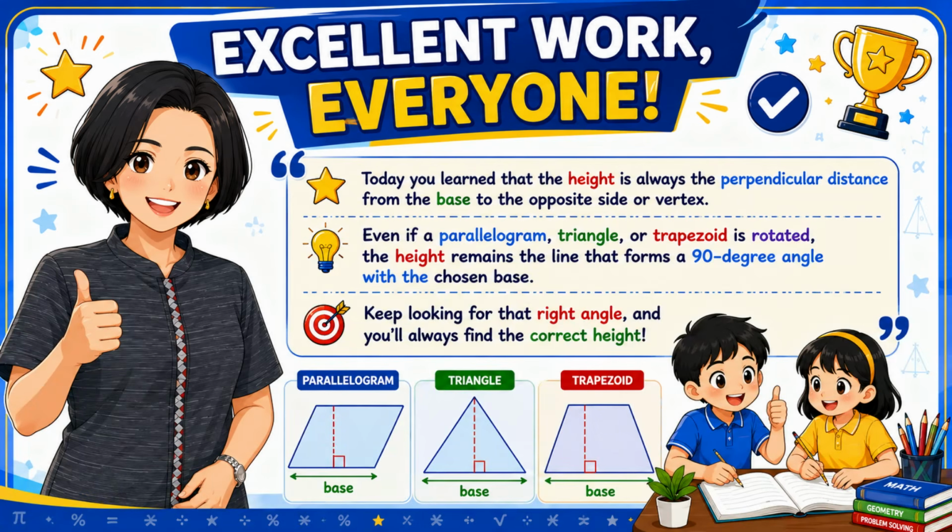Excellent work, everyone. Today you learned that the height is always the perpendicular distance from the base to the opposite side or vertex. Even if a parallelogram, triangle, or trapezoid is rotated, the height remains the line that forms a 90-degree angle with the chosen base. Keep looking for that right angle, and you'll always find the correct height.